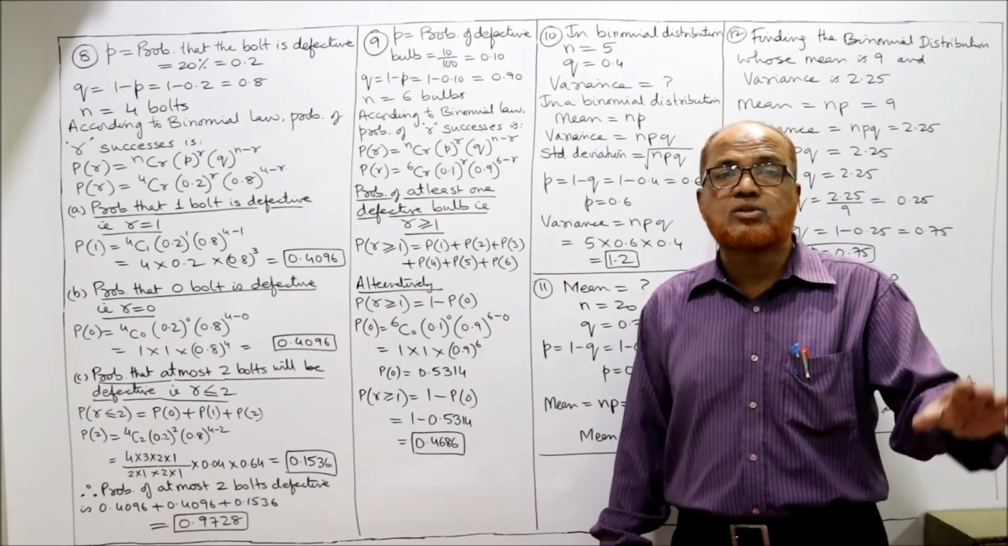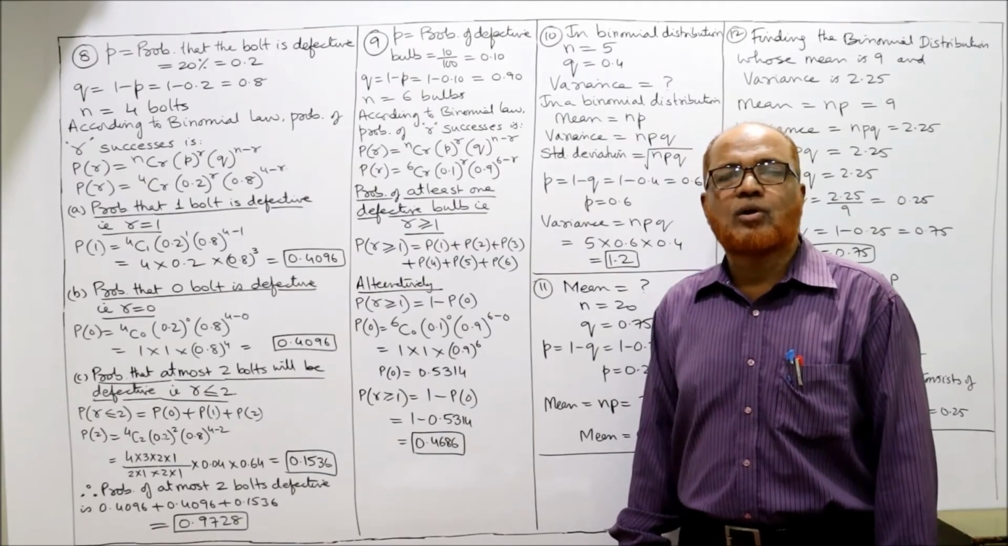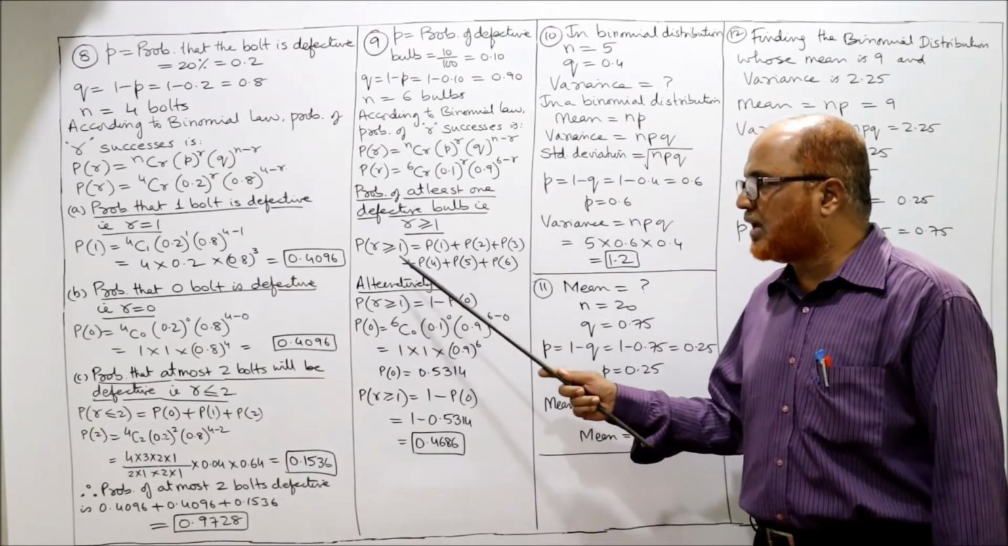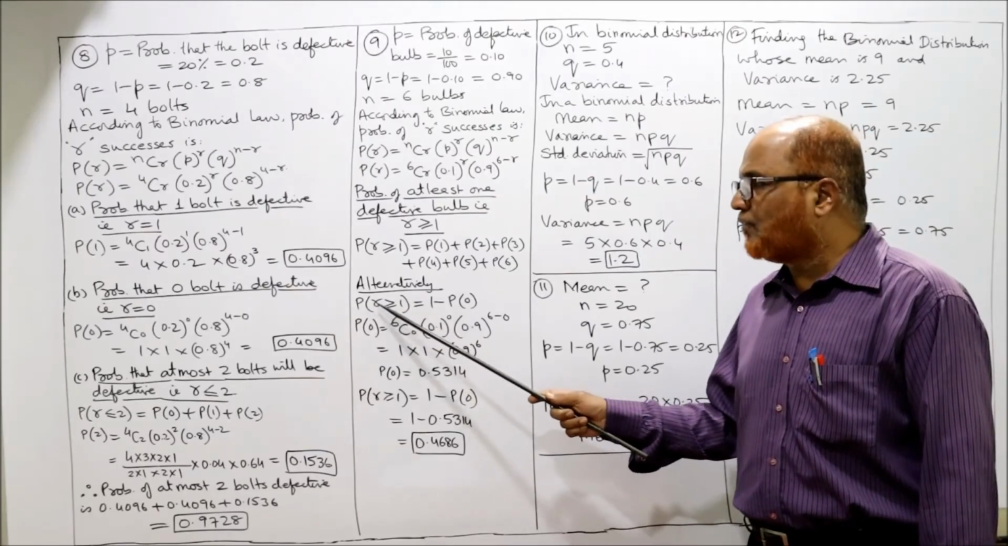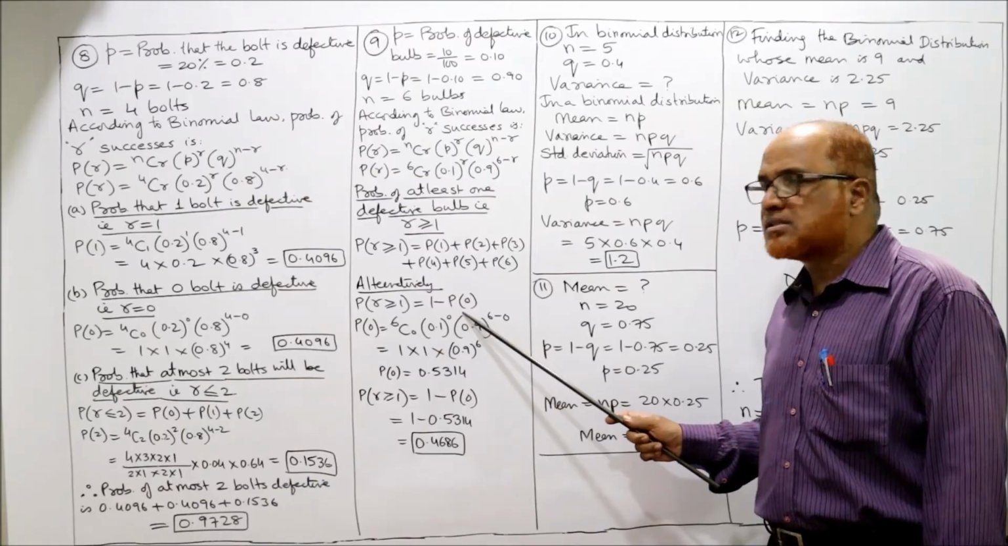So many values we have to calculate. It's a time consuming method. So we have to go by the alternative method. Whenever we are given greater than equal to, we use the alternative method. So P of R greater than equal to 1 is equal to 1 minus P of 0.